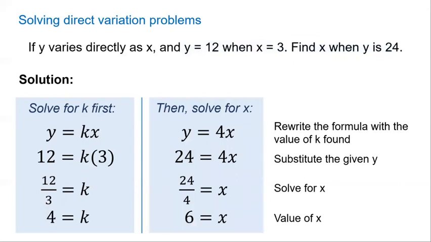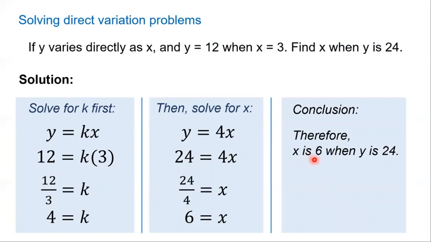Now that we already know the value of k, isolve na natin yung value ng x. So, we have to rewrite the formula with the value of k found, and then substitute the given y, solve for x. So, anong ginawa natin? Dinivide natin both sides sa 4. Kaya naman dito, x na lang ang natira, and then 24 divided by 4, that is equal to 6. Therefore, x is equal to 6. Kaya naman, x is equal to 6 when y is 24. And that is direct variation.